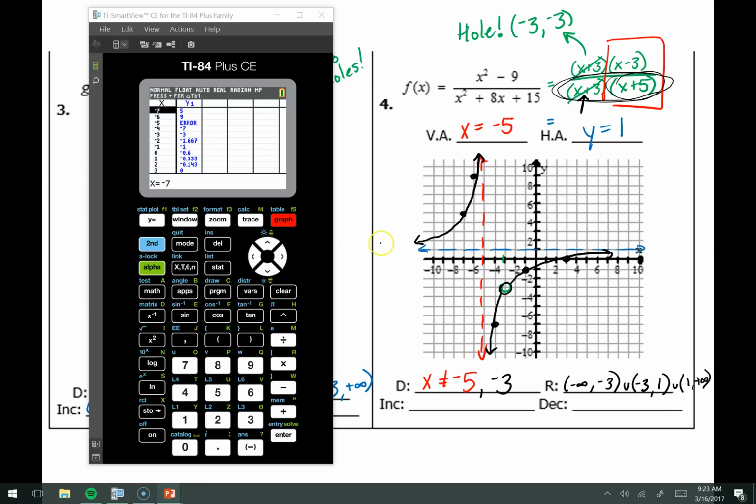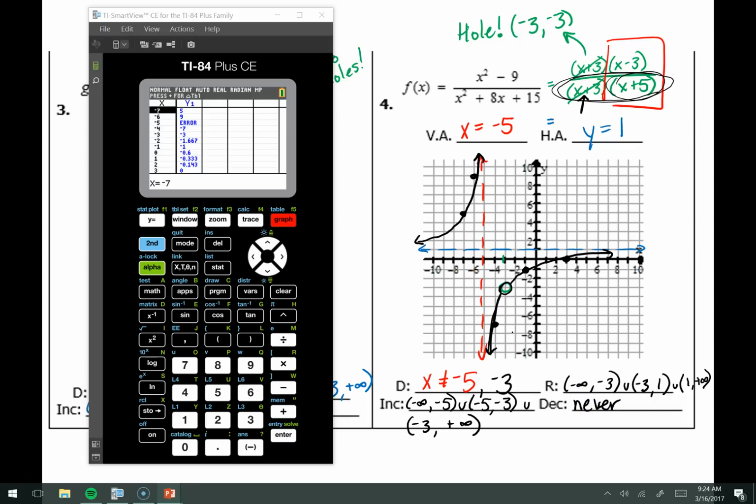For increasing, this branch is increasing from left to right, and this one is also increasing from left to right. So we need to list that, but we need to be careful here because we've got stuff going on. So the increasing starts at negative infinity and stops at our asymptote, negative 5. Then it picks up on the other side of negative 5, that's this part here, but it has to jump over this hole at negative 3. It jumps over the hole, and then it continues increasing to positive infinity. The decreasing is going to happen never.